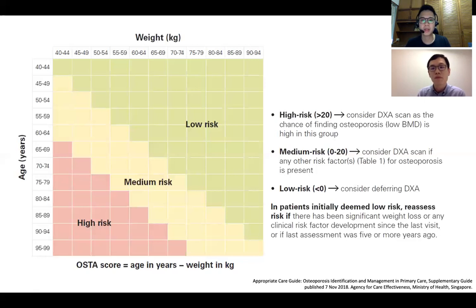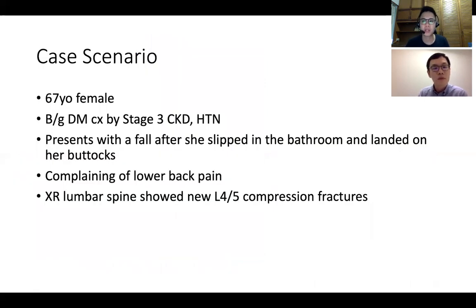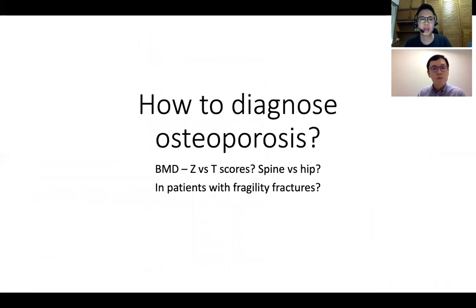Okay, sure, got it. So this case scenario, we'll just use it to very loosely tie around the subsequent questions. This is a postmenopausal woman with background CKD3 who presents with a fall after she slipped in the bathroom and landed on her buttocks and is complaining of some lower back pain, with the X-rays showing new L4, L5 compression fractures. So the first question is, how do we diagnose osteoporosis in general? And I guess alluding to that case also, because sometimes people say, when there's a compression fracture, it may affect the way the BMD is being read. So when do we do the BMD for such patients?